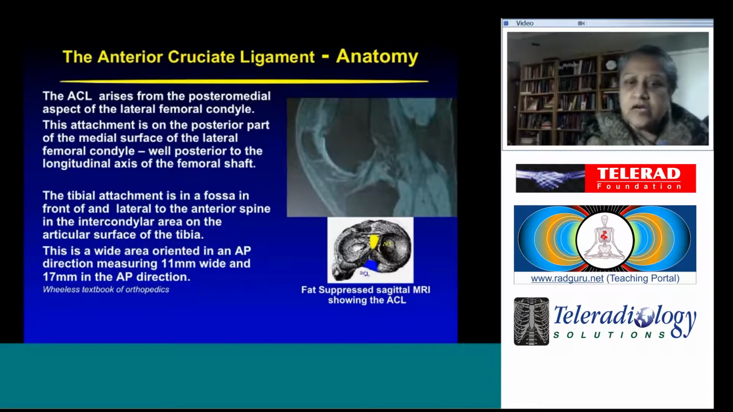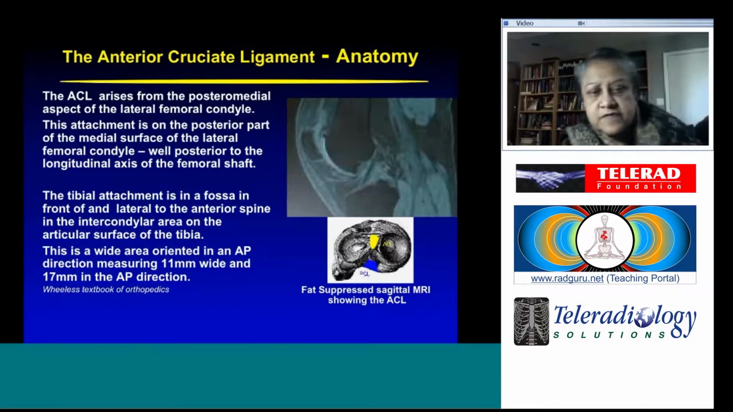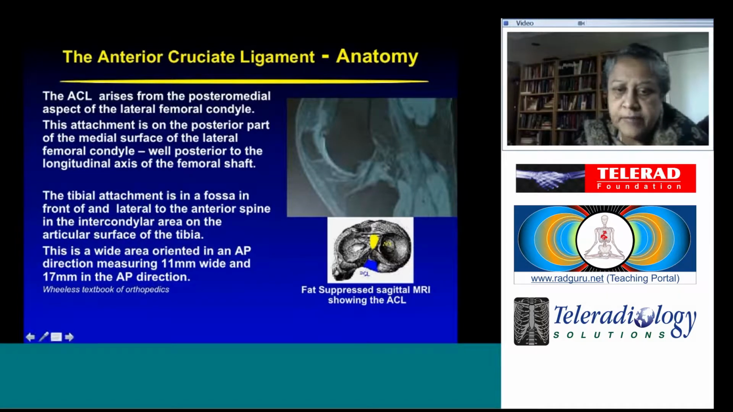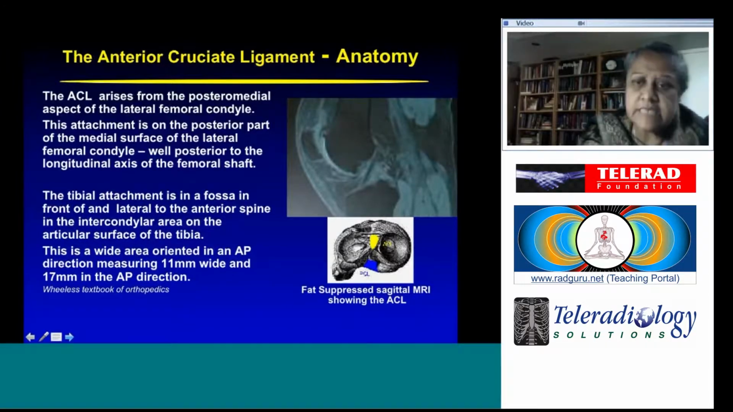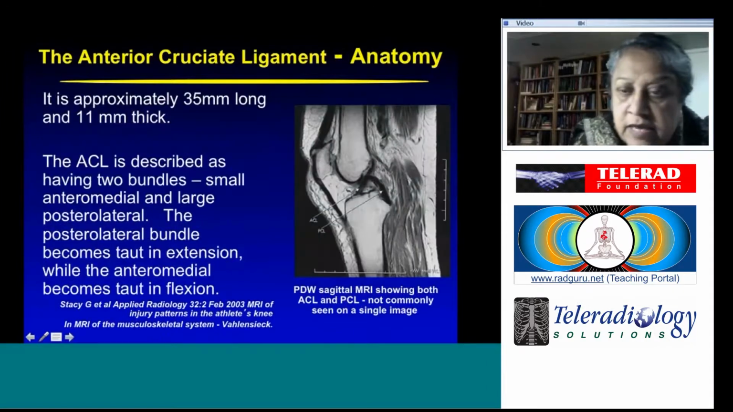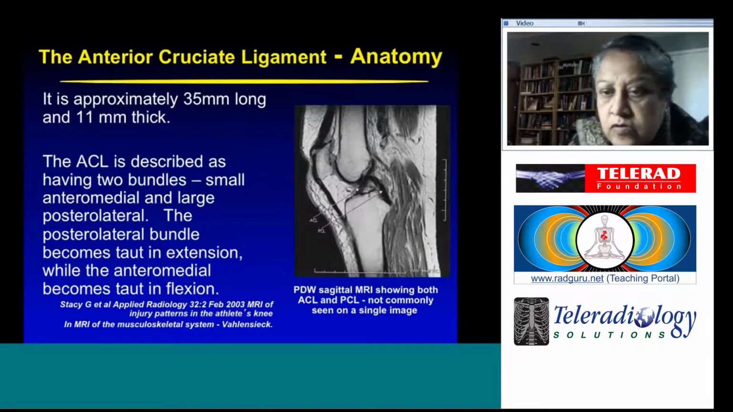The tibial attachment is in a fossa in front of and lateral to the anterior spine in the intercondylar area and on the articular surface of the tibia. This tibial attachment is a very wide area, as you can see. It is 11 millimeters wide and 17 millimeters in the anterior-posterior direction. So what does it say? What it actually says is the anterior cruciate ligament starts out with a narrow origin and fans out to its insertion where it is wider.